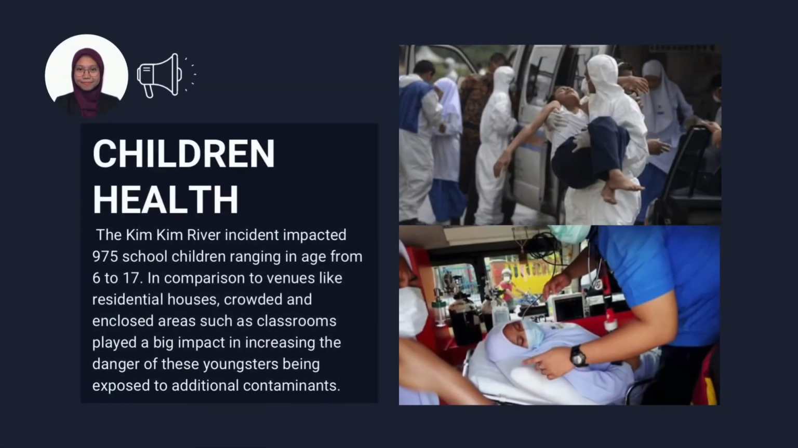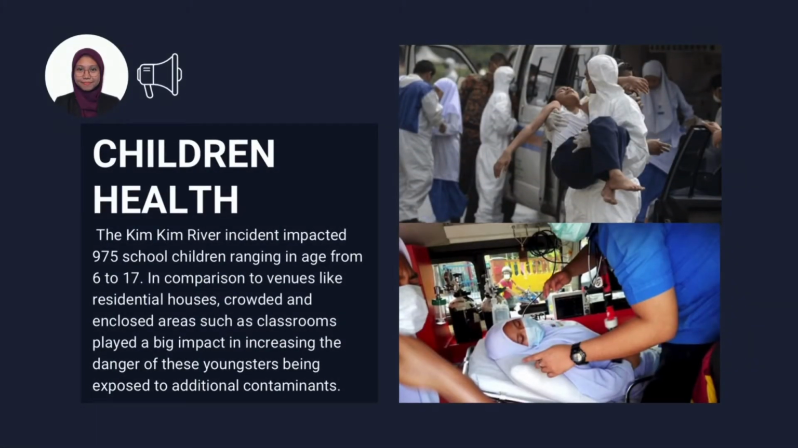The chemical pollution also affects children's health. The Kim Kim River incident impacted 975 school children ranging in age from 6 to 17. In comparison to other places like residential houses, crowded and enclosed areas such as classrooms played a big role in increasing the danger of these youngsters being exposed to additional contaminants. Even if the dose of exposure to children is the same as to adults, children are more susceptible to the effects of pollutants, putting them at a higher risk of various health effects. The toxic waste was disposed of 500 meters from the schools, putting children at the greatest risk of the contamination.